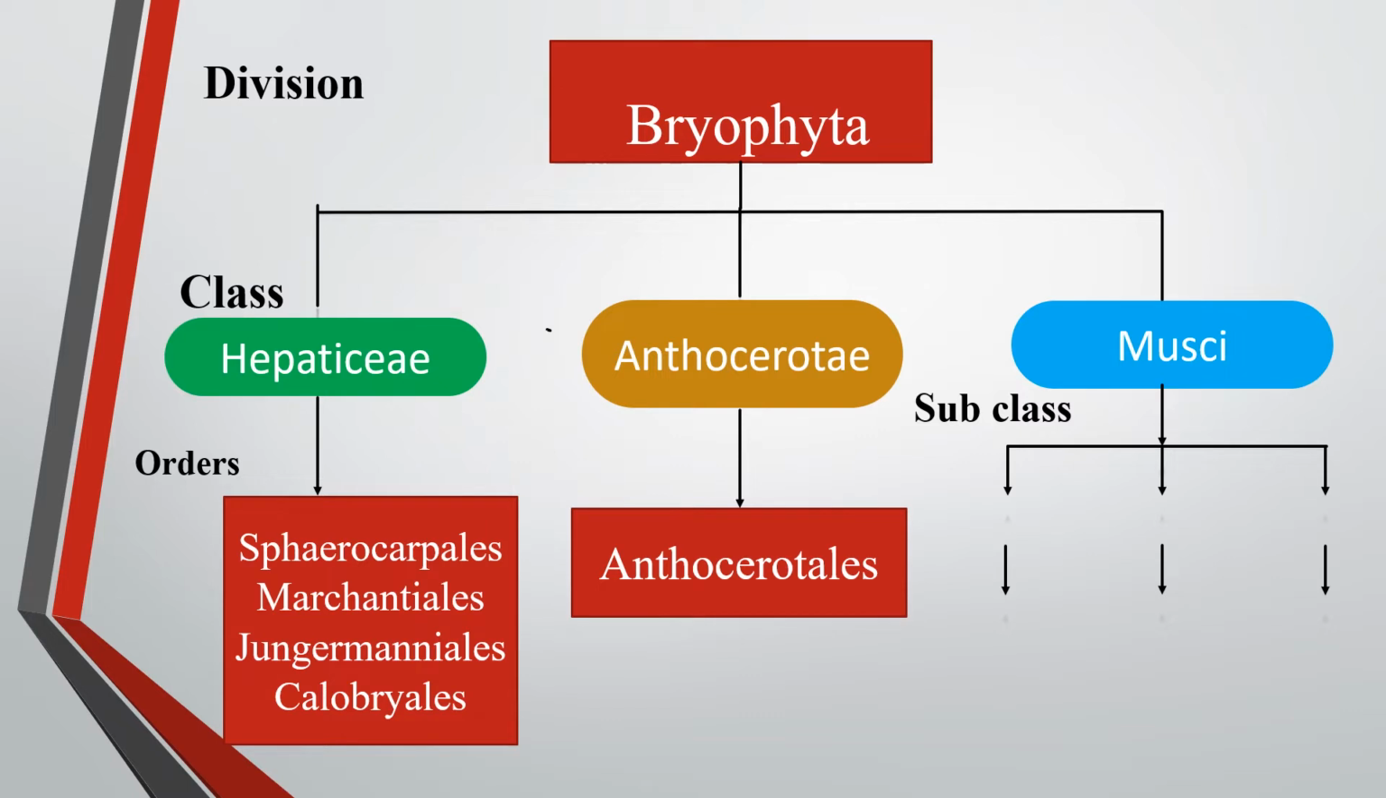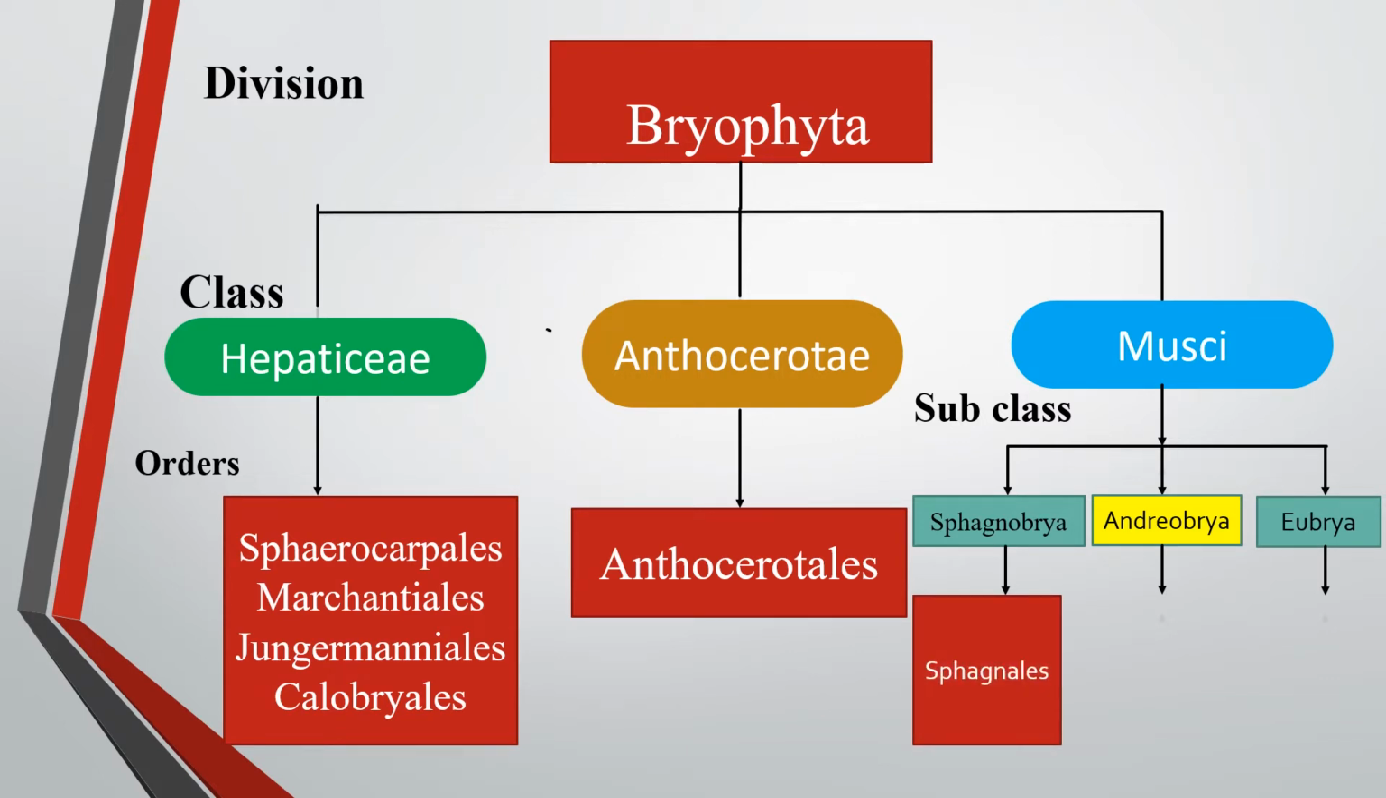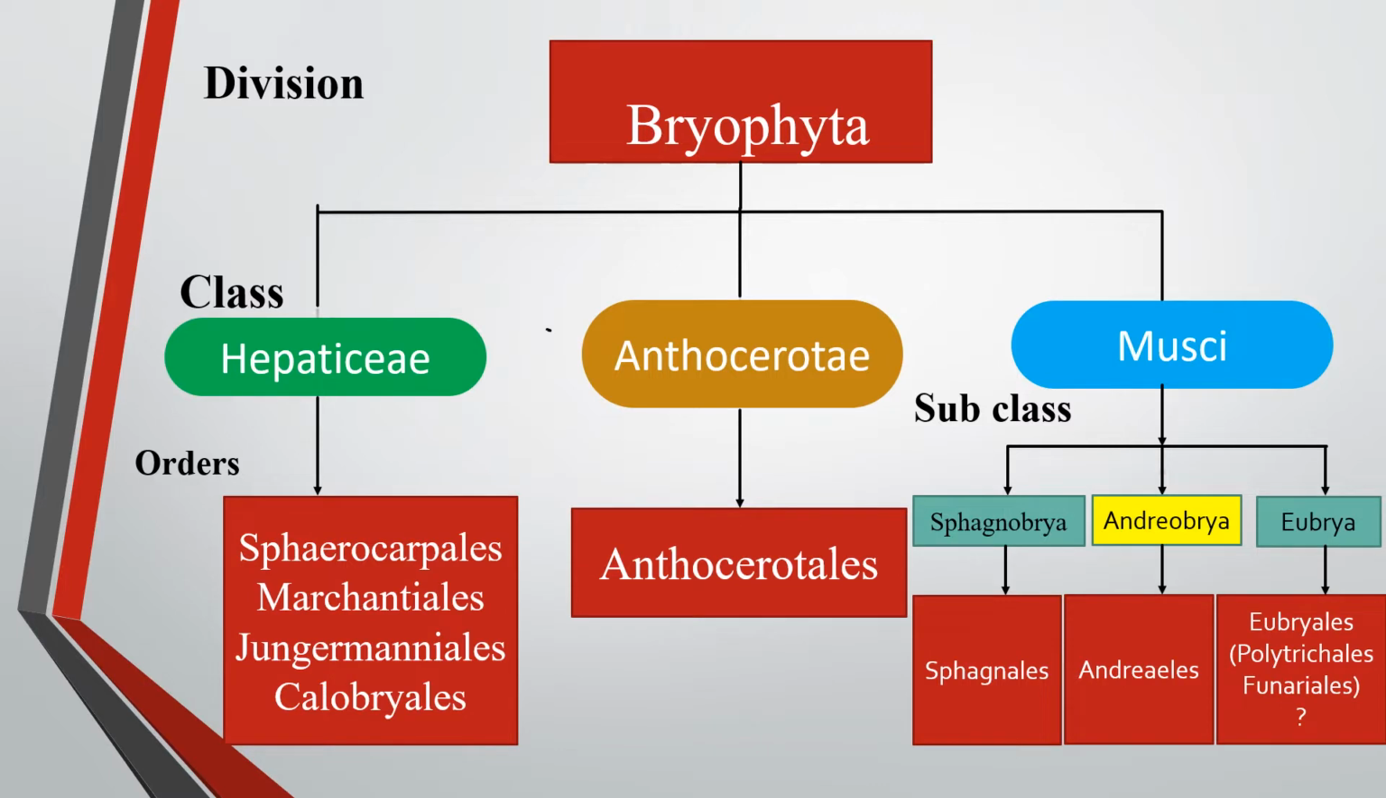In Musci, he did not directly group it into orders, whereas he divided it into three subclasses. And these subclasses included Sphagnobrya, Andreaeobrya, and Eubrya. Sphagnobrya he further grouped into one group only, the order Sphagnales. In Andreaeobrya he included only one order, Andreaeales, and in Eubrya he included Eubryales.